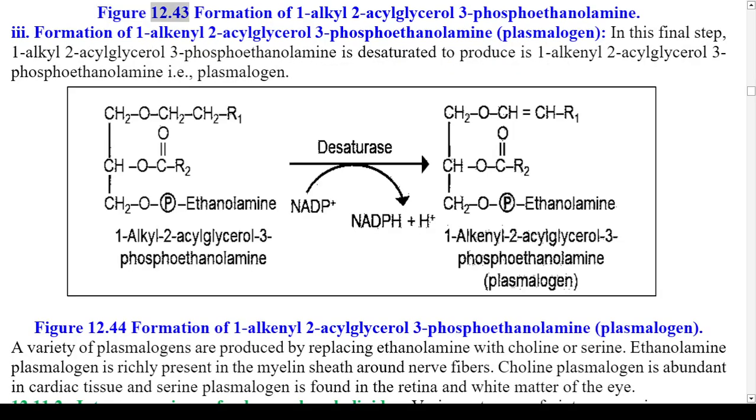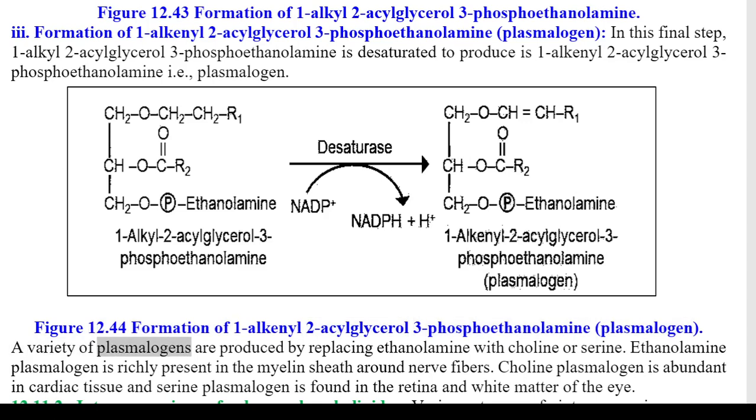Figure 12.43 Formation of 1-alkyl 2-acylglycerol 3-phosphoethanolamine. 3. Formation of 1-alkenyl 2-acylglycerol 3-phosphoethanolamine, plasmalogen. In this final step, 1-alkyl 2-acylglycerol 3-phosphoethanolamine is desaturated to produce 1-alkenyl 2-acylglycerol 3-phosphoethanolamine, i.e., plasmalogen. Figure 12.44 Formation of 1-alkenyl 2-acylglycerol 3-phosphoethanolamine, plasmalogen.